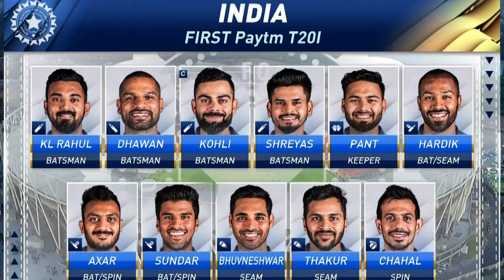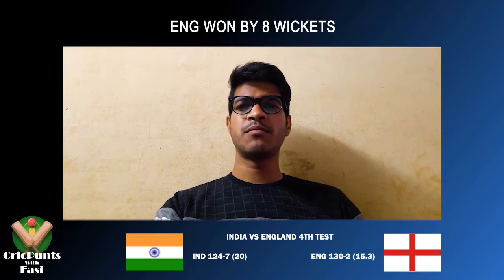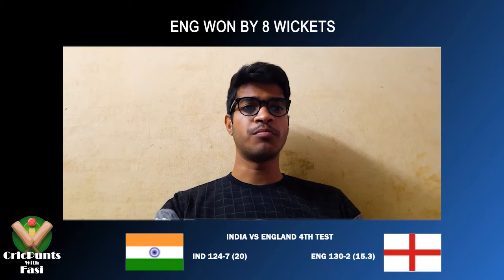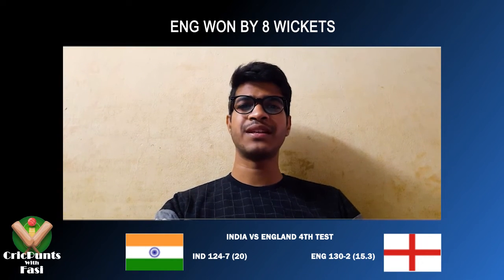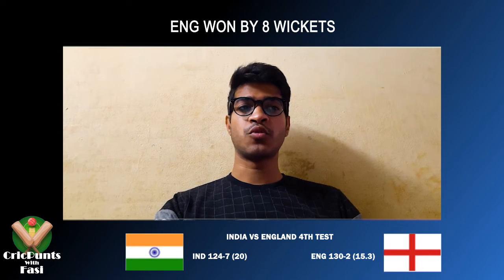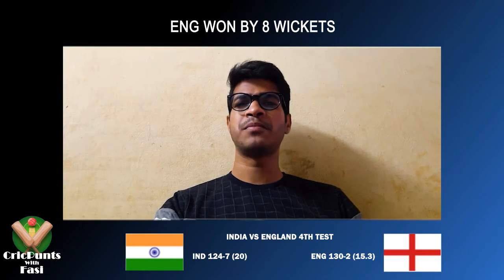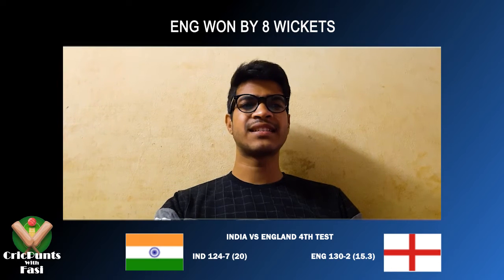India went the opposite way by including 3 spinners in Washington Sundar, Axar Patel, and Chahal, and just 2 pacers in Bhuvi and Thakur with Hardik Pandya bowling. Rohit was given a much needed rest to manage his workload, but it was a strange decision to play 3 spinners. Yes, the pitch was on the slower side, but 3 spinners was a bit overstretched. I can't really understand why they did that.